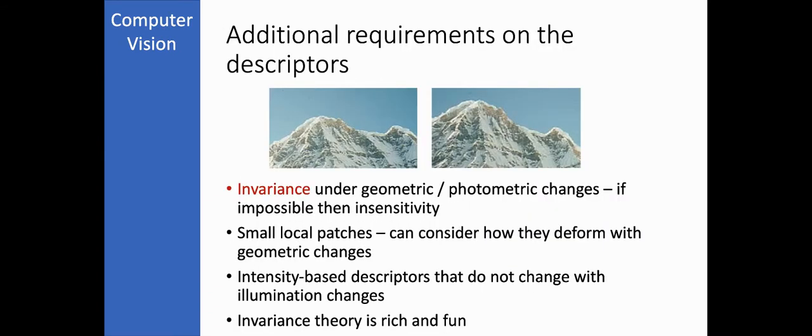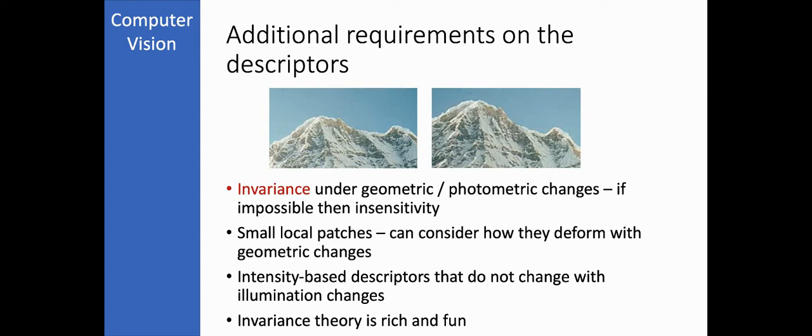I actually have some additional requirements of the descriptors that I didn't really have on the points of interest. First, I want to be able to detect the same objects or similar categories under different variations of geometric and photometric changes. So, if possible, I want to extract local patches and descriptors that are invariant to such changes. And if invariance is impossible, then these features should be insensitive to such changes. To ensure that this happens, I will look at small local patches rather than large ones, because small local patches can be considered to be planar, so their deformations with geometric changes are more stable.